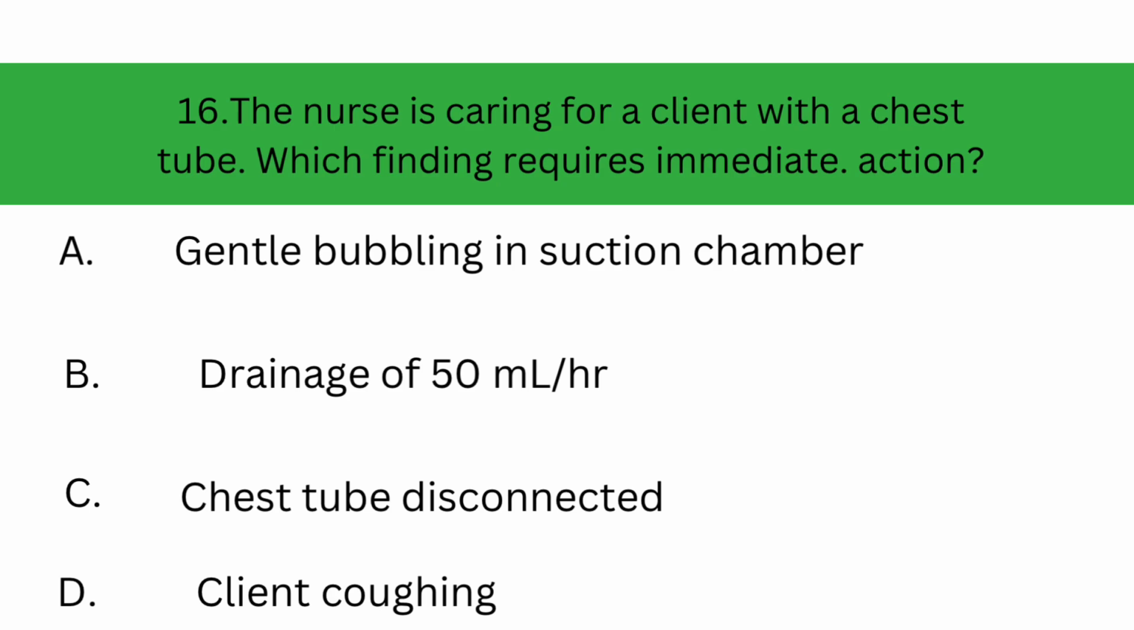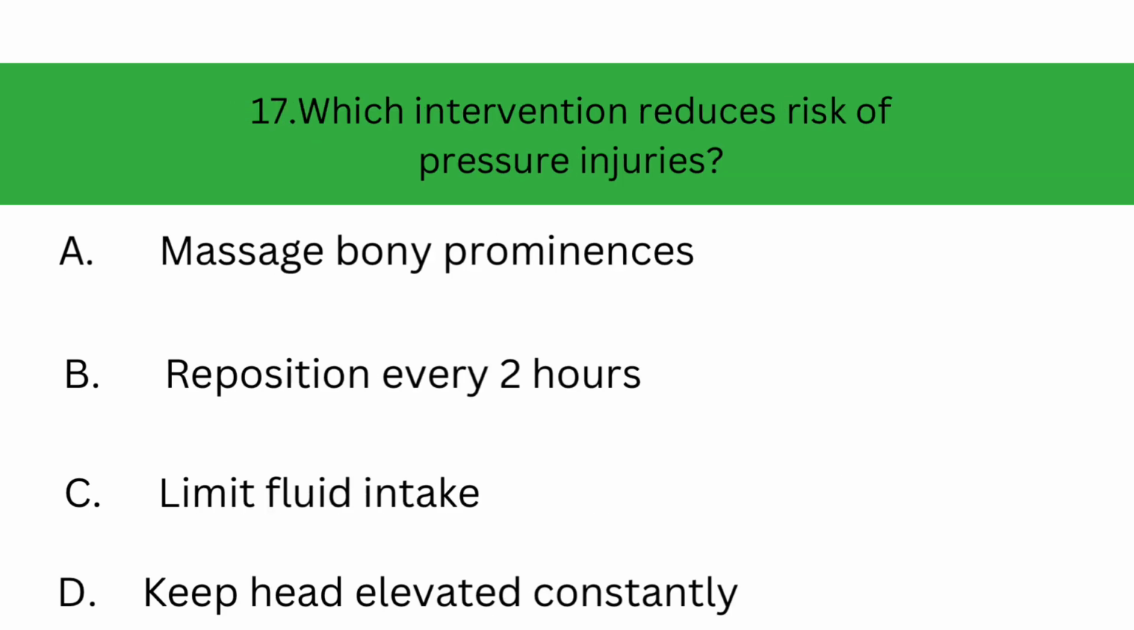16. The nurse is caring for a client with a chest tube. Which finding requires immediate action? A. Gentle bubbling in suction chamber. B. Drainage of 50 milliliters per hour. C. Chest tube disconnected. D. Client coughing. Correct answer: C.